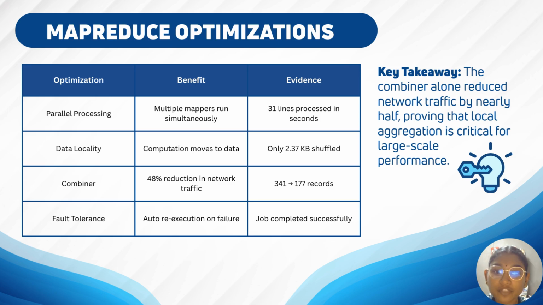This slide summarizes four key MapReduce optimizations. First, parallel processing allows multiple mappers to run simultaneously. Second, data locality moves computation to where the data resides, reducing network traffic. Third, the combiner gave us a 48% reduction in network traffic, as shown by our 341 to 177 record decrease. Fourth, fault tolerance automatically re-executes failed tasks. The key takeaway is that the combiner alone cut network traffic by nearly half.